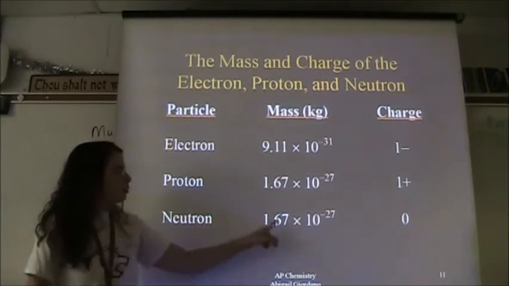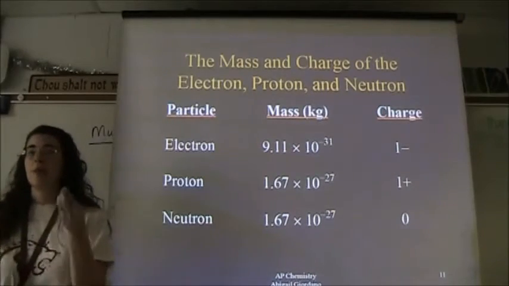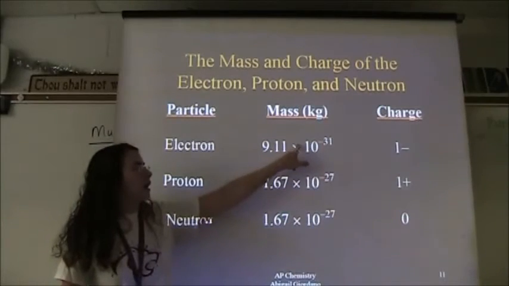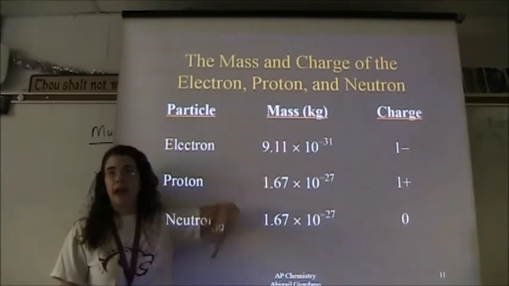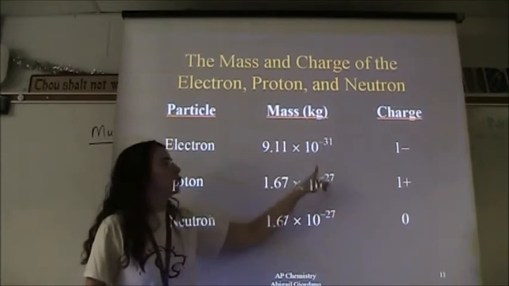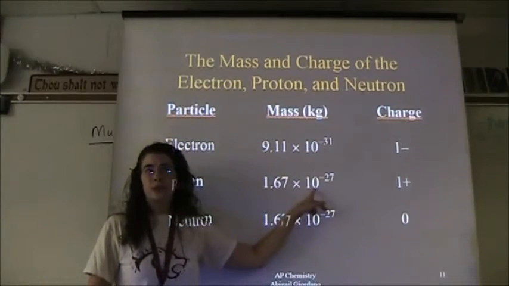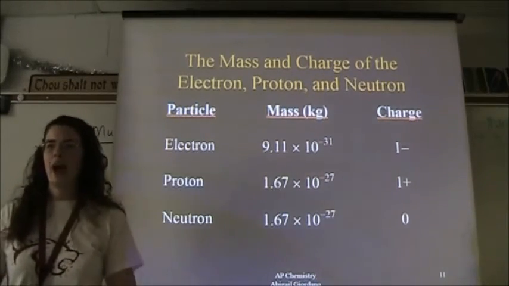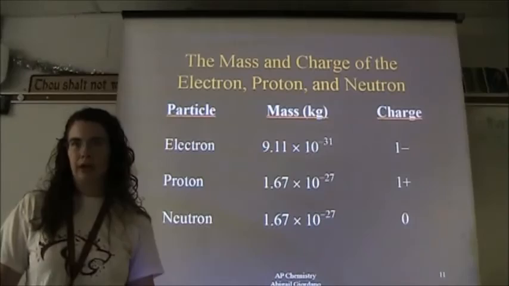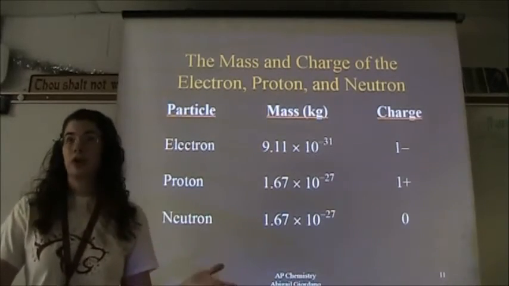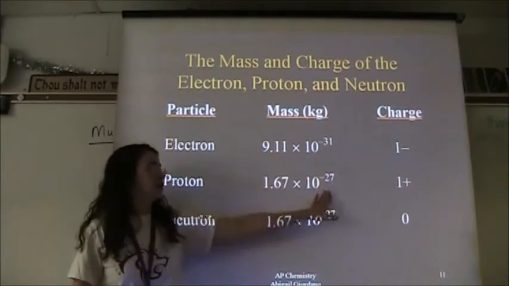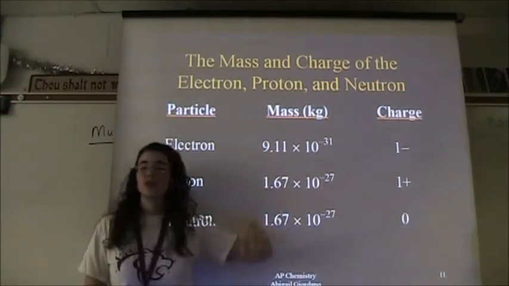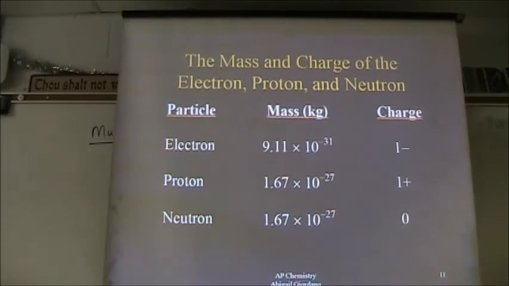Number one, protons and neutrons have the same mass. And electrons are smaller. Now, this may not look like a big difference to you, but let me put this in other terms. Electrons are 10,000 times smaller than a proton or a neutron. That's a big deal. That's 4 orders of magnitude smaller. So, electrons are extremely, extremely small.